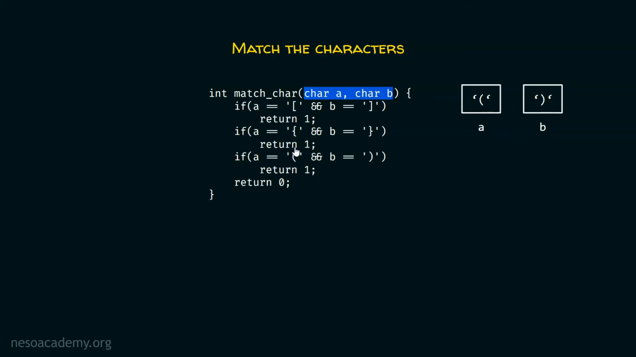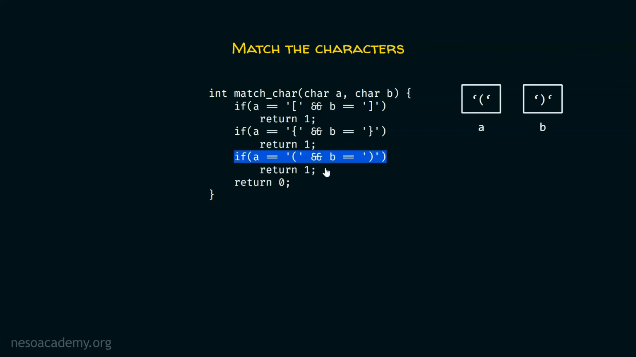Here we are checking all three types of brackets. If a is a left square bracket and b is a right square bracket, then return 1. If a is a left curly bracket and b is a right curly bracket, then return 1. If a is a left round bracket and b is a right round bracket, then also return 1. Otherwise return 0. Okay. This makes it clear that if there is a match, then return 1, otherwise return 0.